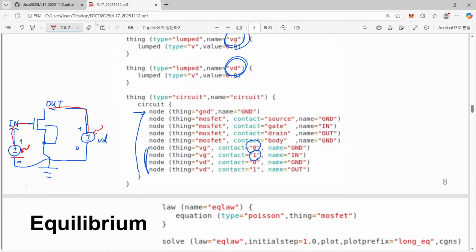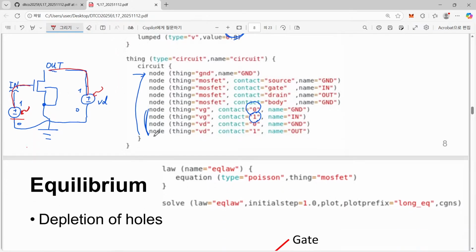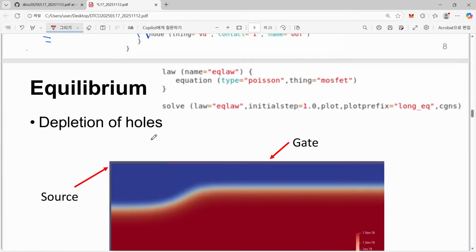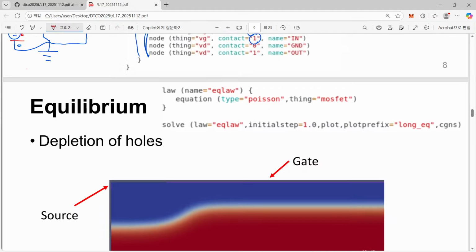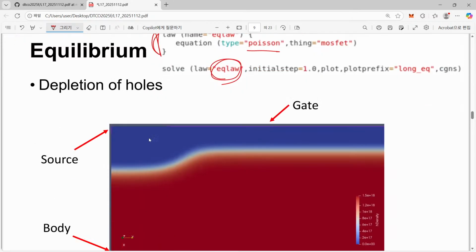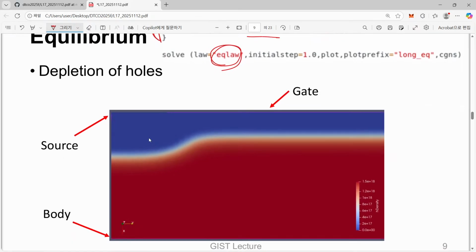So that is shown here. Now let's go to the equilibrium solution. In the case of equilibrium solution, we must declare the nonlinear Poisson equation here, and by calling this nonlinear Poisson equation, we can solve this equilibrium system.